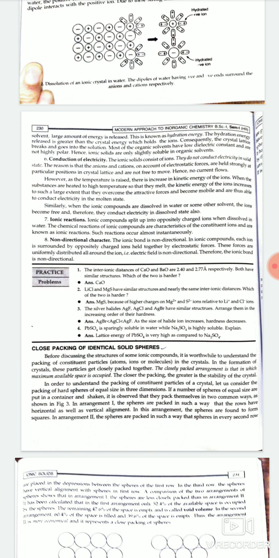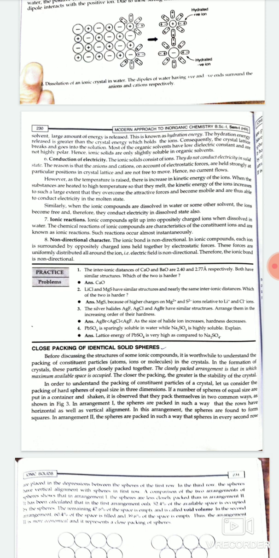However, as the temperature is raised, there is an increase in kinetic energy of the ions when the substances are heated to high temperature so that they melt. The kinetic energy of the ions increases to such a large extent that they overcome the attractive force and become mobile, and are thus able to conduct electricity in the molten state. Similarly, when ionic compounds are dissolved in water or some other solvent, the ions become free and therefore they conduct electricity in the dissolved state also.